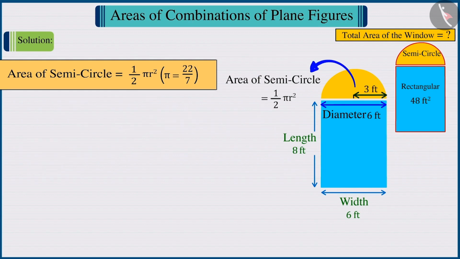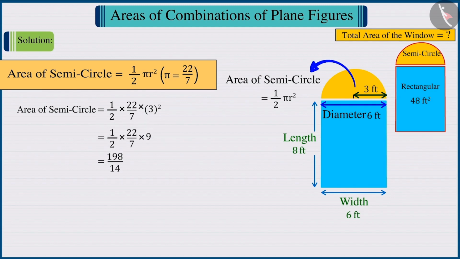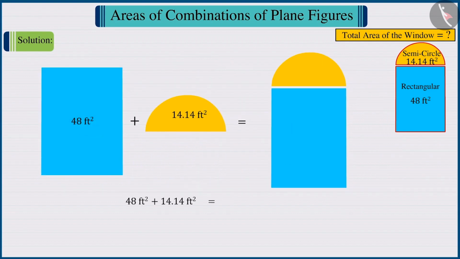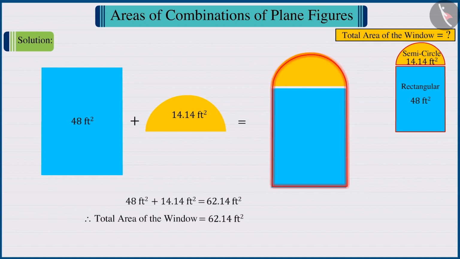Hence, placing the value of r in the formula for finding the area of a semicircle and solving, we obtain the area of the semicircle, that is, the area of the upper portion of the window, which is 14.14 square feet. If we add the areas of these two figures, then we get the total area as 62.14 square feet. From this, we can say that the total area of the window is 62.14 square feet.